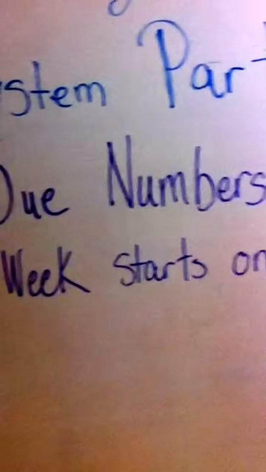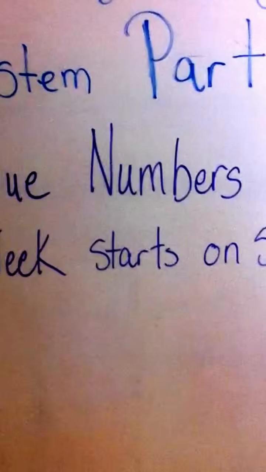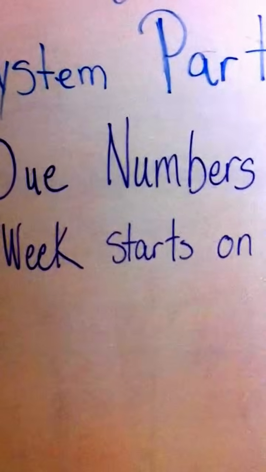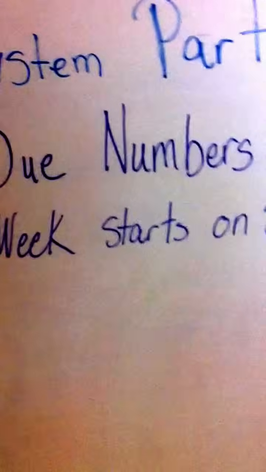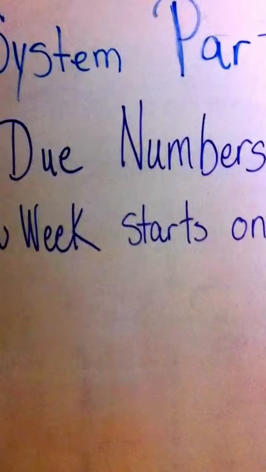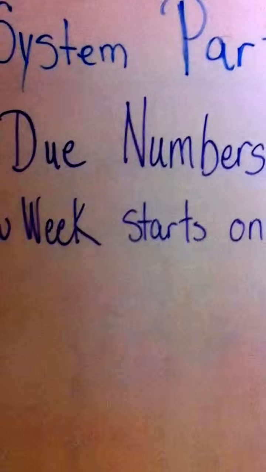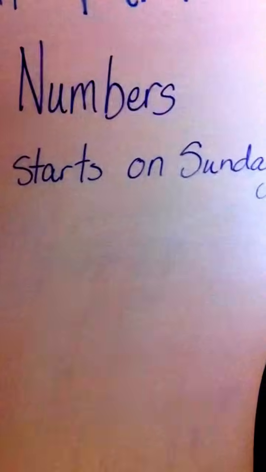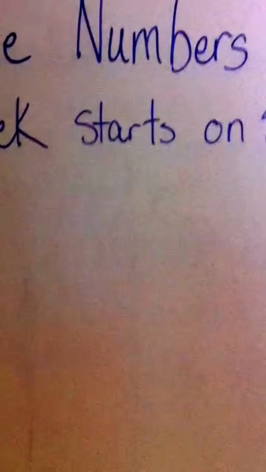Hello, I'm back again with Lottery Posting Systems Part 2. And these are due numbers. This is a particular system or lotto strategy that you can use to see which numbers are due for that week. And as you see on my board, I put new week starts on Sunday, meaning if numbers fall in your state, your new week starts on that Sunday.